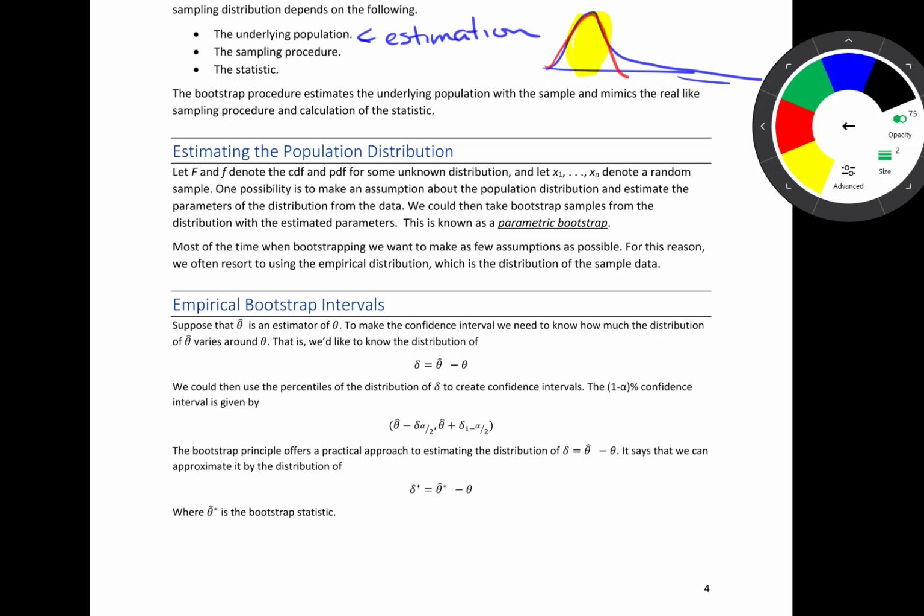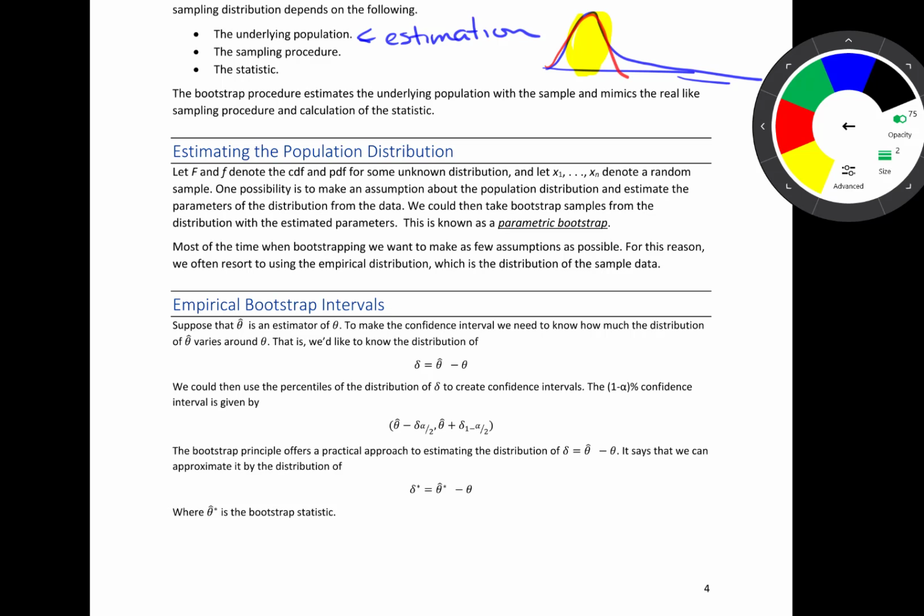So for example, what this is saying is I could make the assumption that the population is normal, and then what I do is I calculate the mean and the standard deviation from my sample. Then when I go to perform my bootstrap simulation, instead of sampling from my original sample, I'm going to sample from a normal distribution which has mean equal to my sample mean and standard deviation equal to my sample standard deviation. So this is what we mean by Parametric Bootstrap. We're going to assume what the population distribution is.